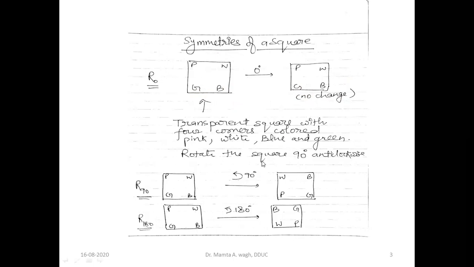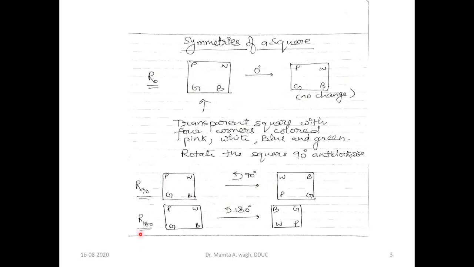Now we have to rotate it 90-degree anti-clockwise. When I rotate it 90-degree anti-clockwise, this blue color will come here in the place of white, and white will come here, and similarly all the colors' positions will change. So blue comes here, white here, pink here, green here. This is the 90-degree counterclockwise rotation.